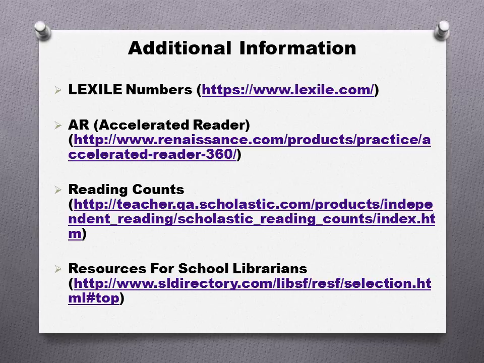And also the last resource that I have, which is really good, is Resources for School Librarians. It's a directory. It's a list of selection tools for media specialists and school librarians to utilize when searching for materials for their library.